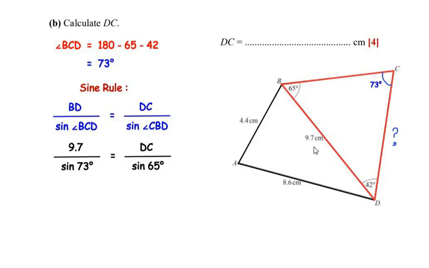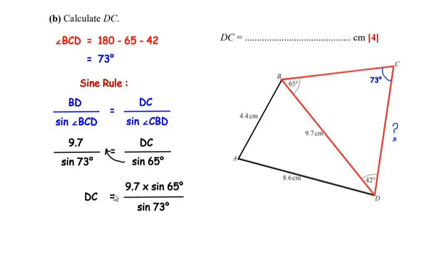The length of BD is 9.7 over sine of angle BCD becomes sine of angle 73, which is equal to DC over sine of angle CBD, that is sine of 65 degrees. Now taking sine 65 on the other side of the equal sign, we get DC is equal to 9.7 times sine 65 over sine 73.